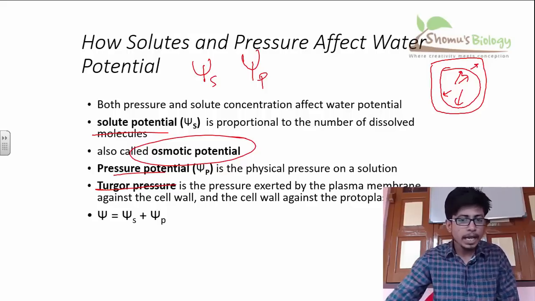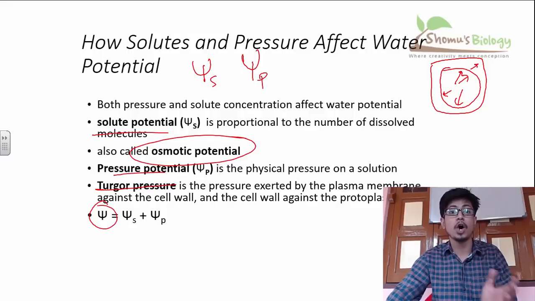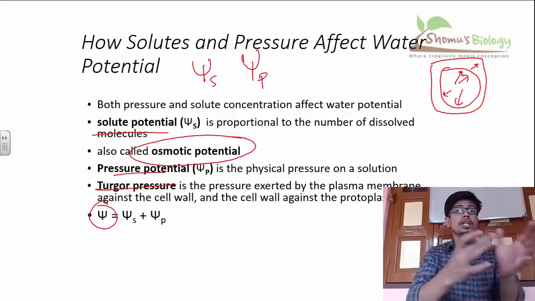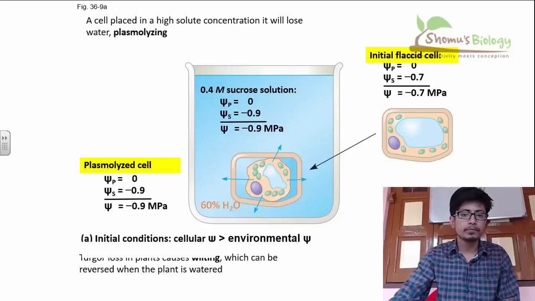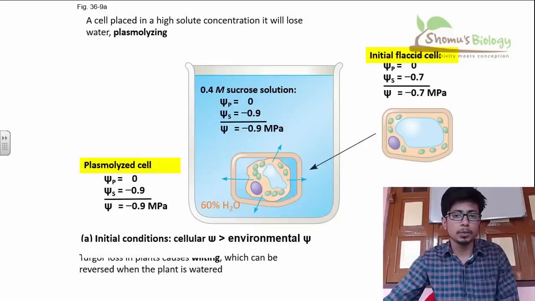Okay, and we calculate water potential simply as psi equals psi s plus psi p. Psi s is the solute potential, psi p is the pressure potential. So the water potential equals the solute potential plus the pressure potential. Now this is to explain this process in much more detail.